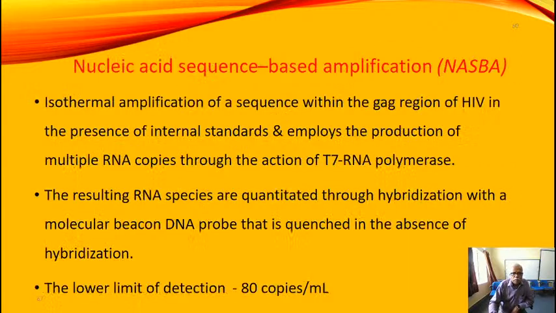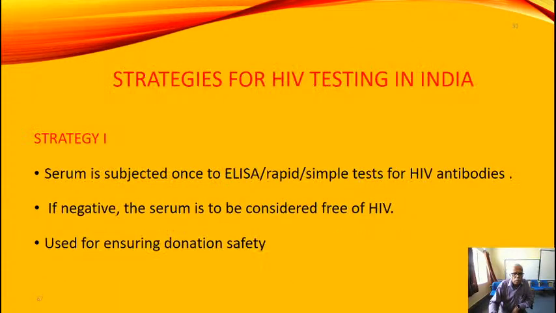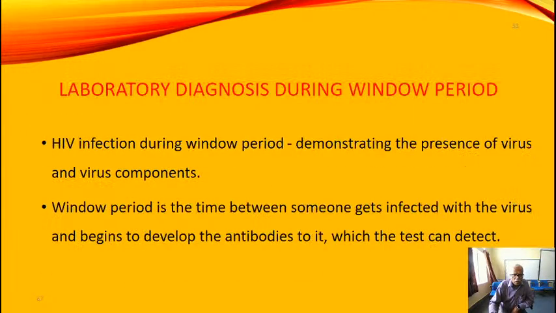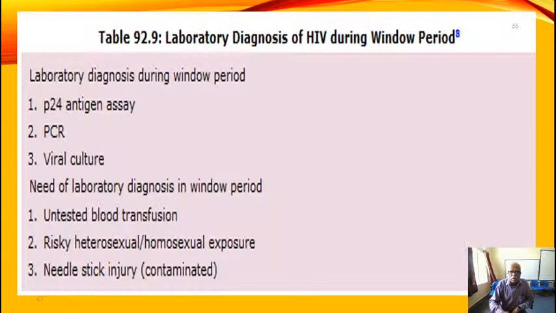So there are the various methods that I already told. Strategies already finished. So what are the tests, whether we have any tests in the window period, that I already told: RNA PCR and P24. Again repetition, whatever I speak on this topic. So this is in summary again, what we do.